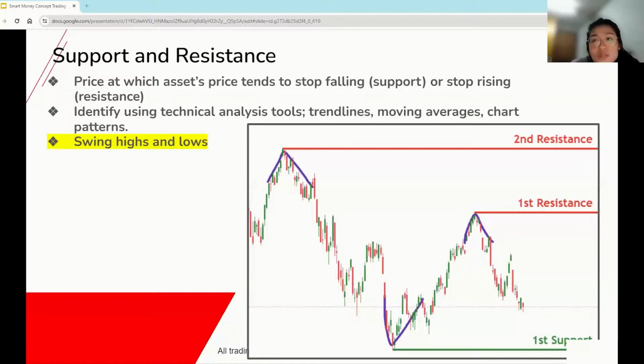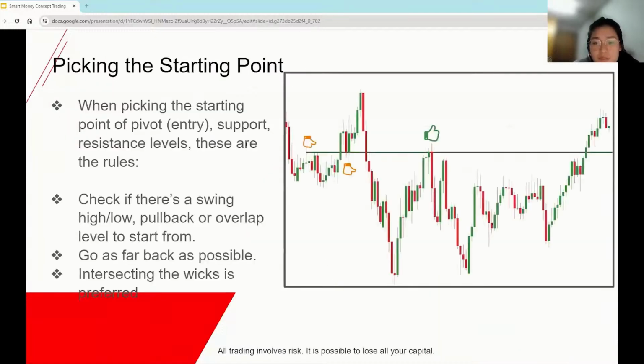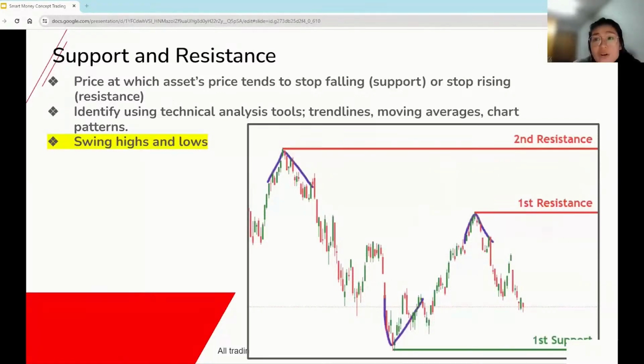You can do it using technical analysis tools like your trend lines, moving averages, chart patterns, and your swing highs and lows that I've done over here. So you can see what we call swing highs and lows. In our previous examples, you can see how we use them in SMC as well. This is pretty much just basics that allow you to expand to other trading concepts.